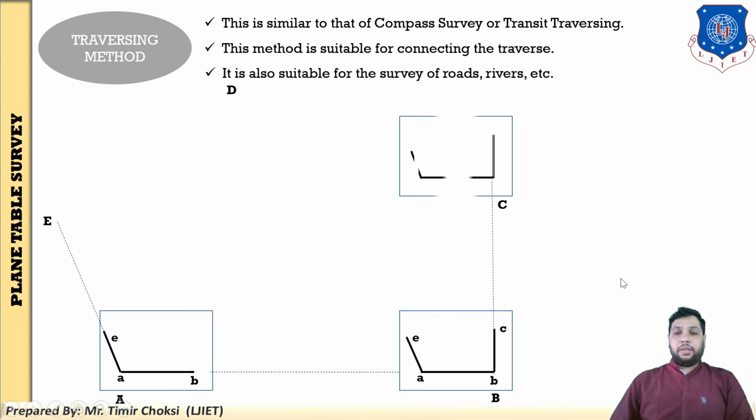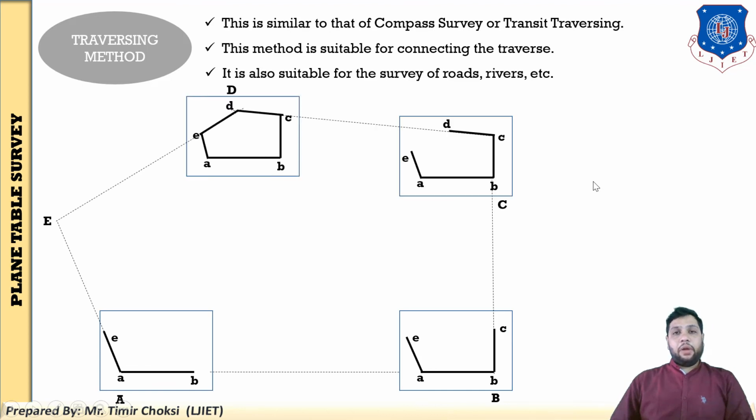Similarly, you put the point C. After the plane table is set up at the C station, you backsight with respect to B. This is the same procedure. So when you set up the plane table at C, you backsight from B. Similarly for the D and E points. So you plot or conduct the traverse using the traversing method.